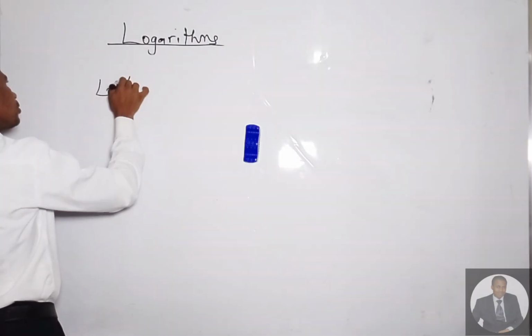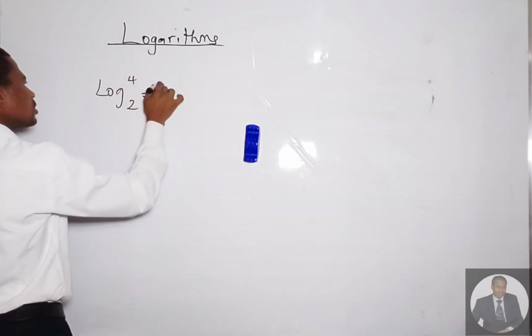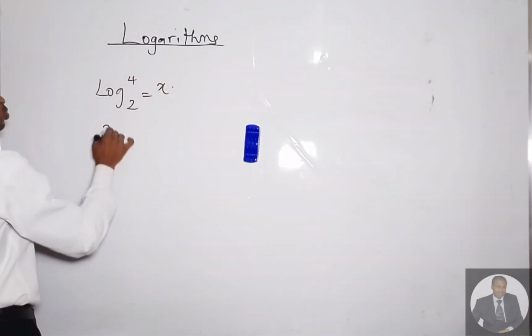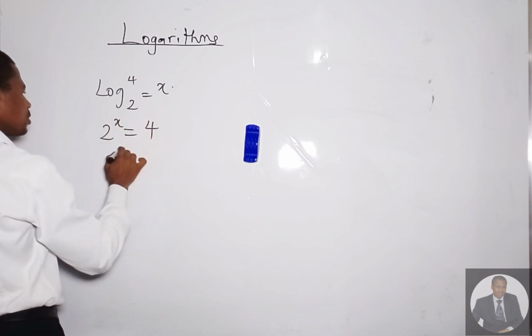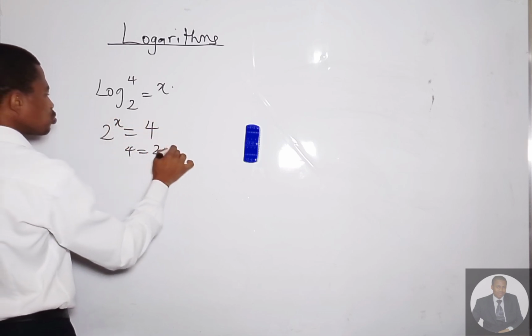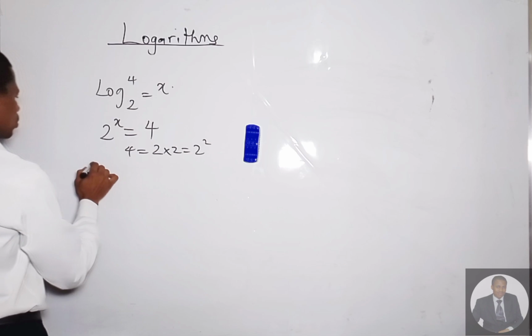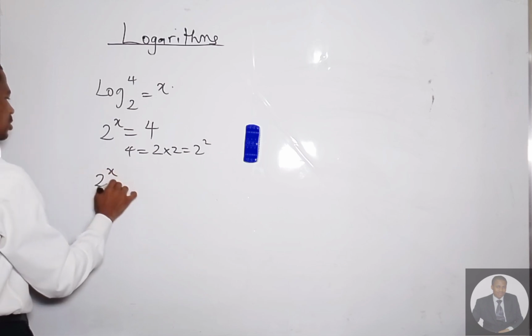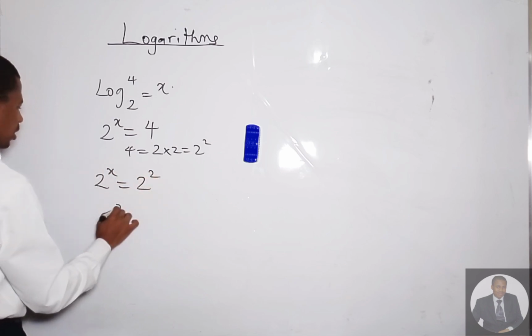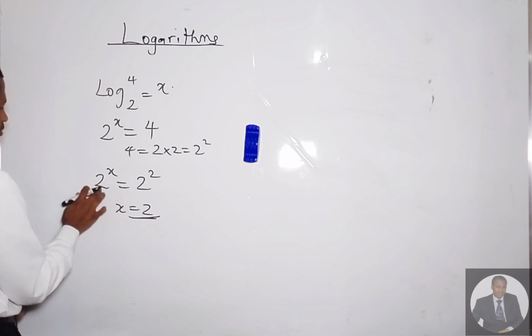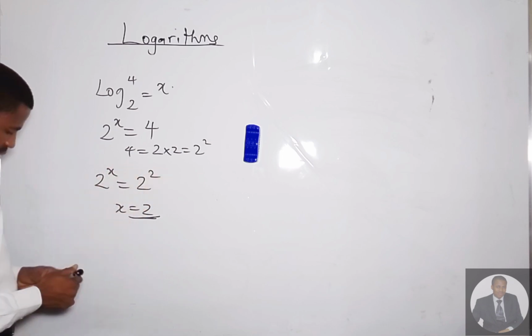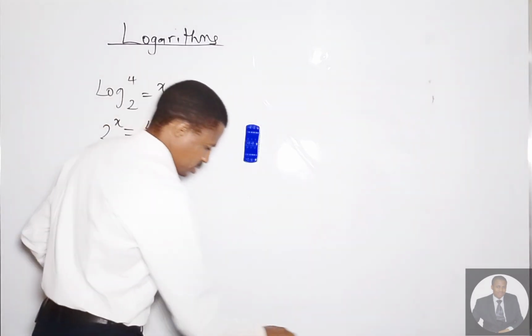Log 4 to the base of 2 equals x. So we'll just say 2 to the power of x equals 4. Now 4 is the same as 2 times 2, which is 2 to the power of 2. So we'll say 2 to the power of x equals 2 to the power of 2. x equals 2. If the base is the same, then the exponent is the same.